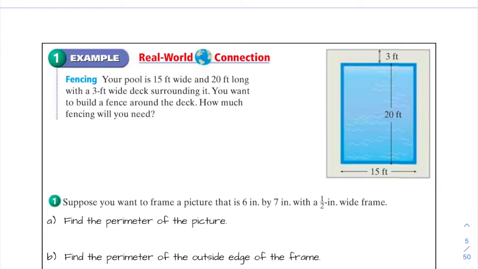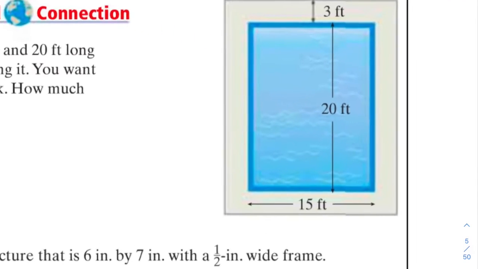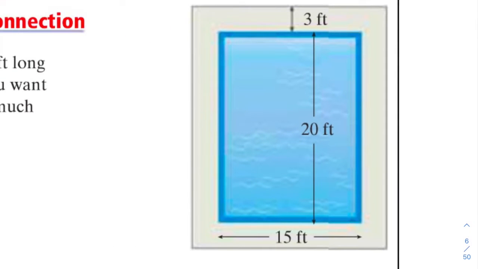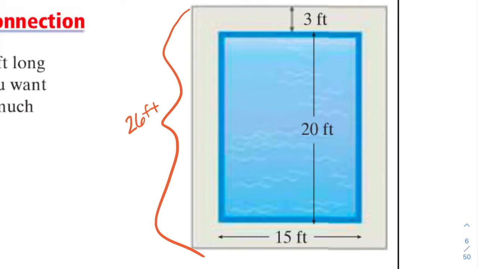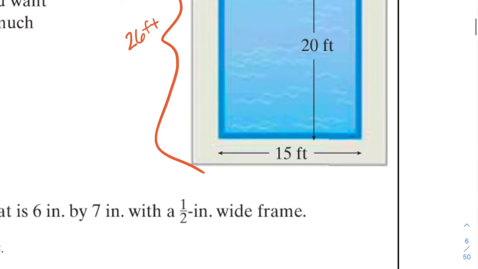Here we have a pool that is 15 feet wide by 20 feet long, and we have a 3-foot surrounding of concrete. So we want to know how much fence to build around the deck of this pool. What we need to do is add the 3 feet to both sides. So if this whole thing is 20, this edge is actually 26 feet because it's 3 plus 3 plus 20. Same thing with this. 15 is really 15 plus 3 plus 3, so it's 21 feet.